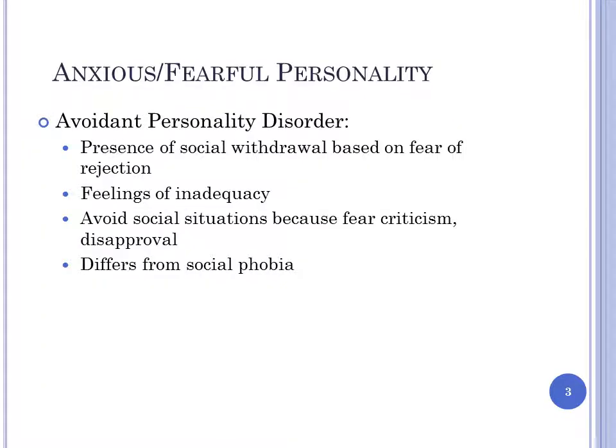So the central features then of avoidant PD are that these individuals really want to interact with other people, but they are crippled by this fear of social rejection. They have few friends, if any, and virtually all individuals with this disorder have social phobia, but the majority of people with social phobia do not have APD. With social phobia, this tends to be about specific situations, where APD pervades all social situations.